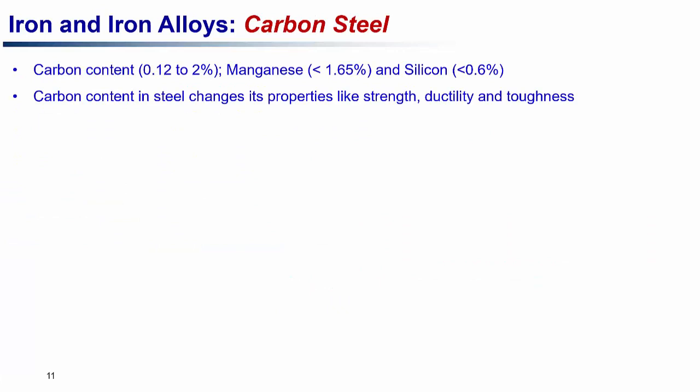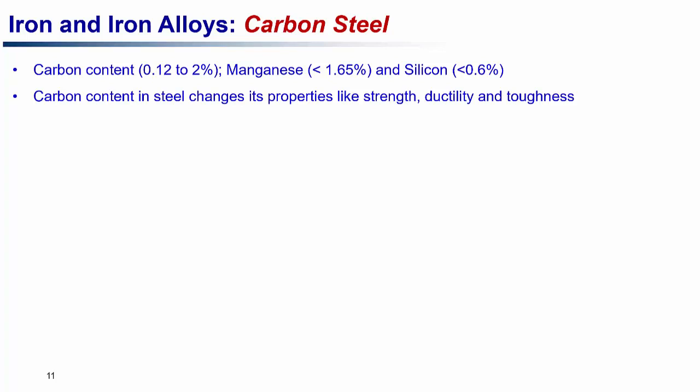As discussed earlier, pure iron with very little carbon content is ductile and malleable, but it is soft, whereas cast iron with very high carbon content is hard but has low tensile strength and is brittle. So something in the middle, carbon steel, on the other hand, is an alloy of iron containing carbon in the range of 0.12% to 2%.